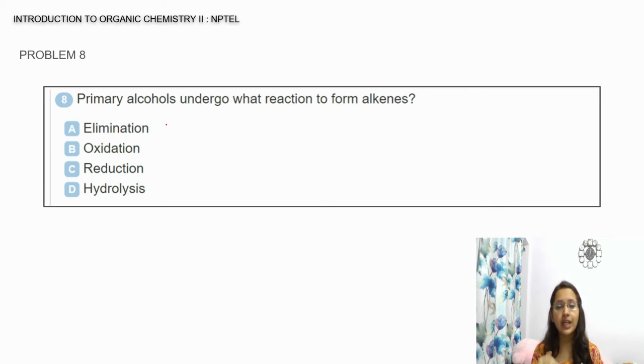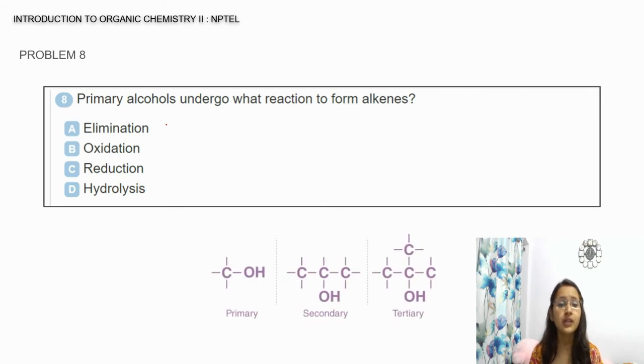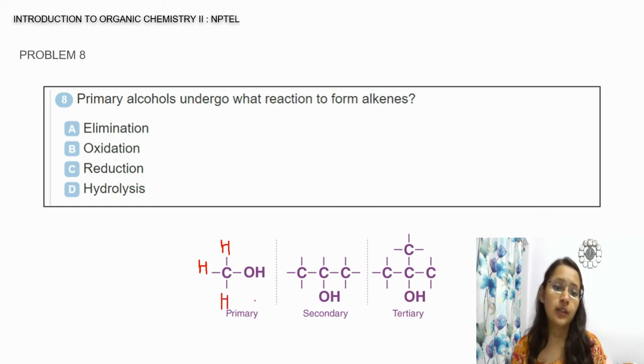So we have to first know the structure of primary alcohol, right? So these are the structures of primary, secondary, and tertiary alcohol. So here, these bonds are connected to hydrogens, right? These are hydrogens. All three are hydrogens. Now we have to figure out how alkene formation is going to take place here.